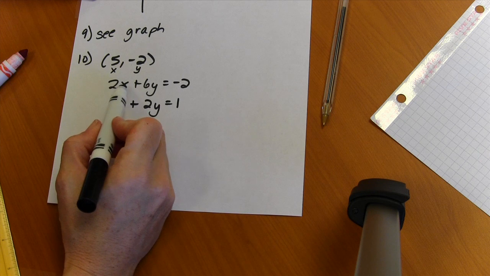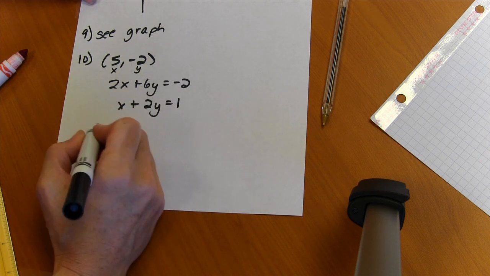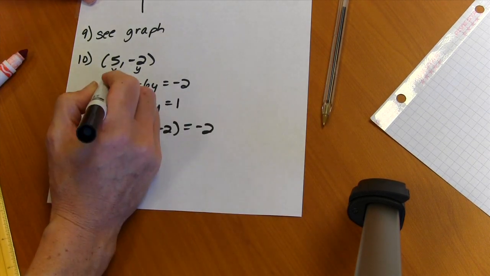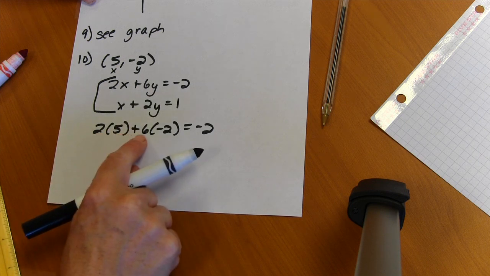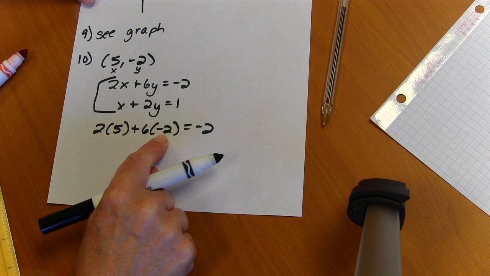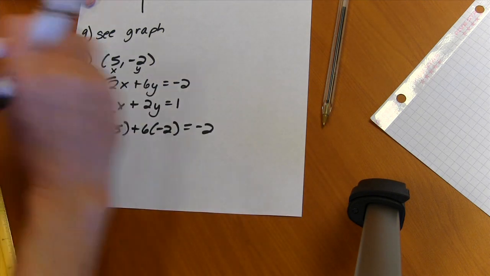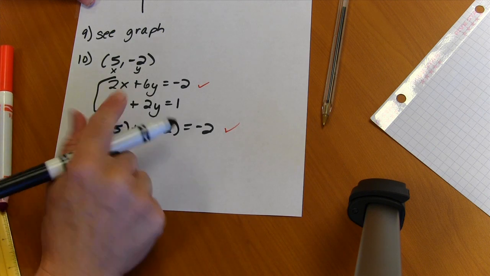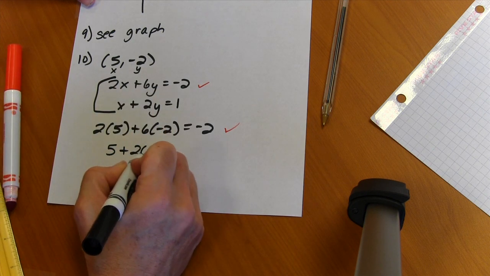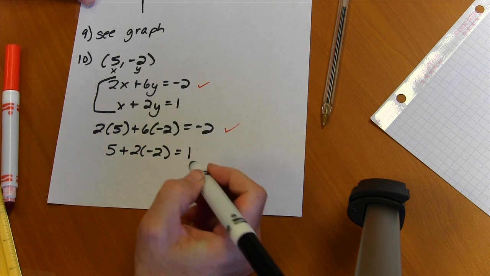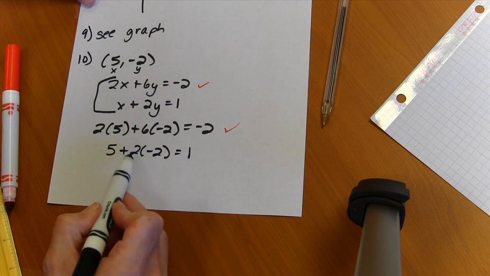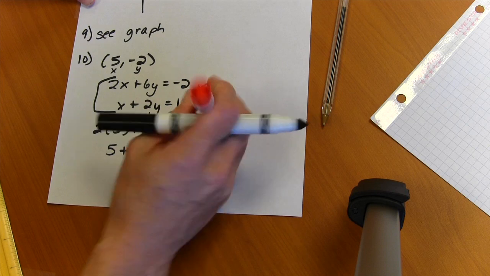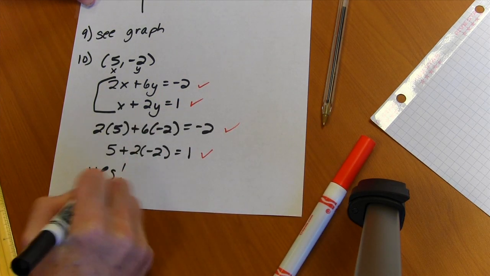So if I plug in x = 5 here and y = -2 here, I will have, and I know you can mental math this, we're checking those, 10 and a -12. That's -2, which is equal to -2. Check. It works in the first equation, but it has to work in both. One is not enough. Plugging into the second equation, 5 plus 2 times y, is that equal to 1? That's what we're wondering. That's -4. 5 and -4 is 1. Check. Since it satisfies both equations, it is a solution. Yes.